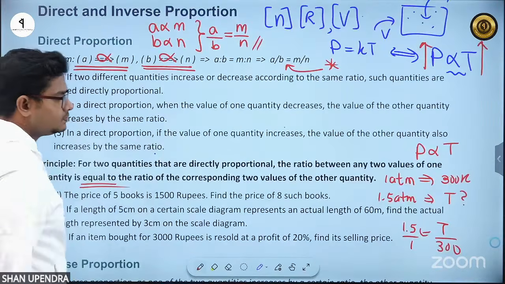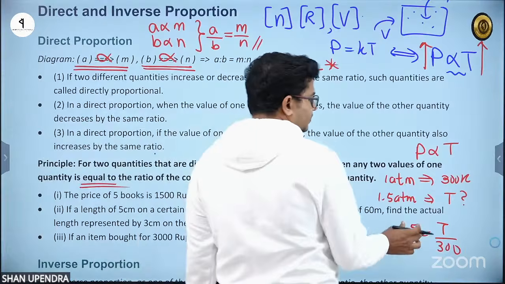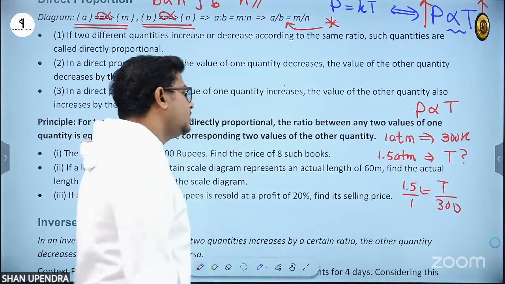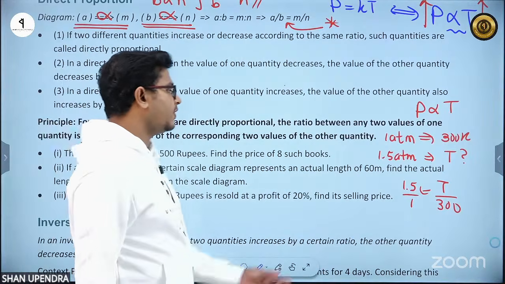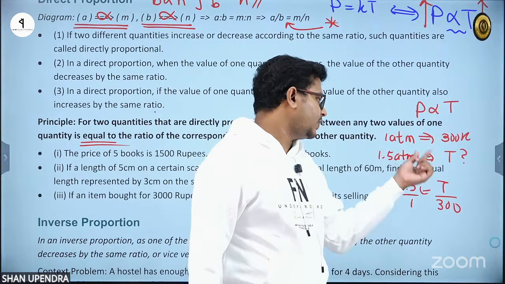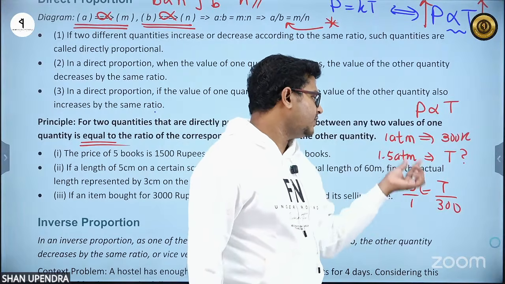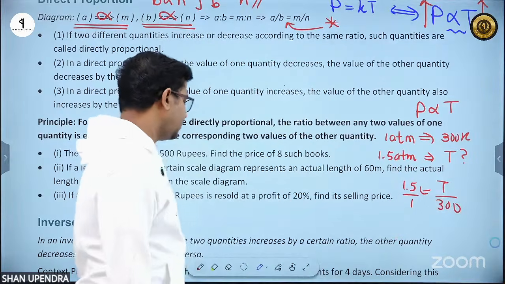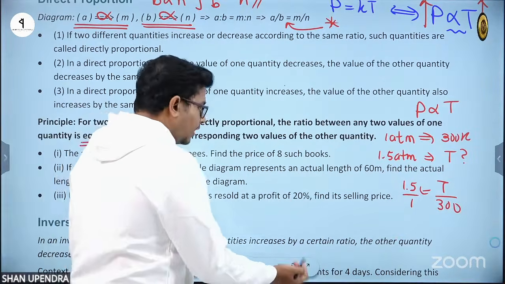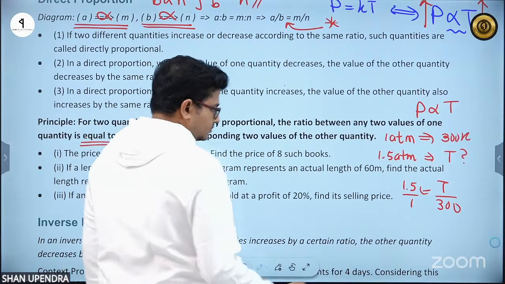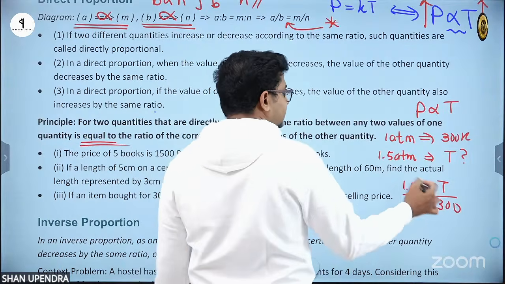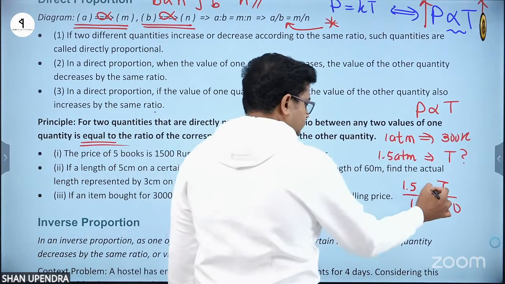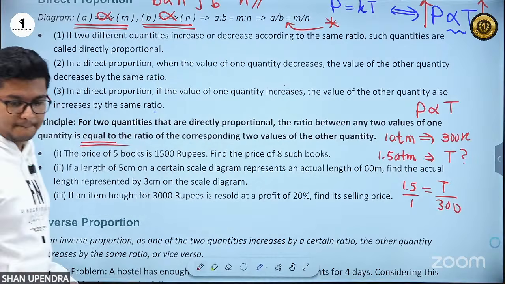Okay, so you can see, if you identify P directly proportional to T, and for a given pressure the temperature is known, then they are asking for 1.5 atm, what is the temperature. So you can see the ratio between these two quantities is equal to the ratio between these two, same ratio, same format, and now you can find the temperature. It's equal, that's the important thing. It's equal. Okay, it's equal.